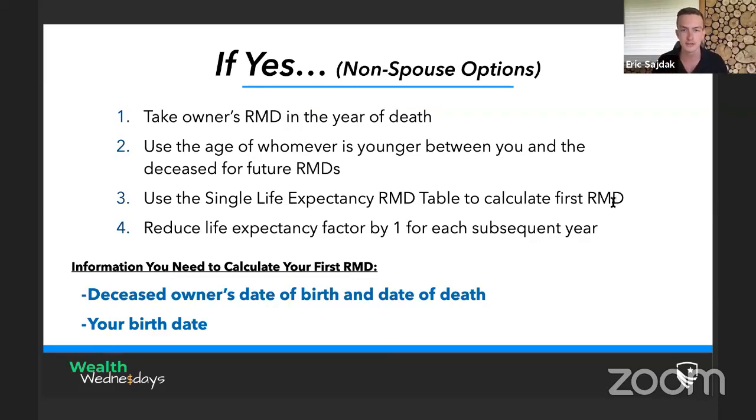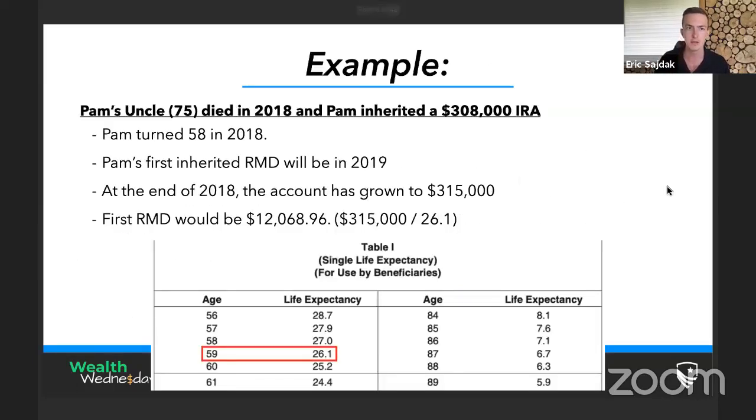Okay, so let's go through an example of what this might look like. So Pam's uncle was 75. He passed away in 2018. Pam inherited a $308,000 IRA. Okay, so in 2018, Pam is going to have to take the RMD that Pam's uncle was set to take. So let's say he passed away in July. By the end of the year, she's going to have to take that RMD based on his, again, normal RMD schedule. But then Pam turns 58 in 2018.